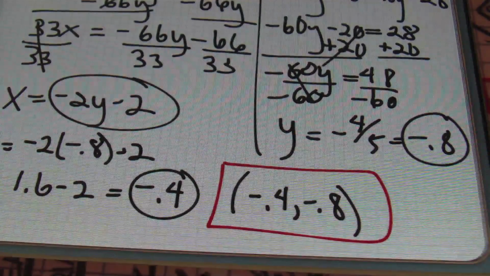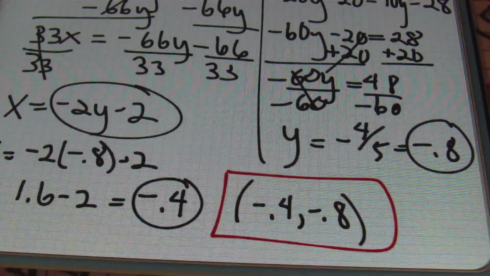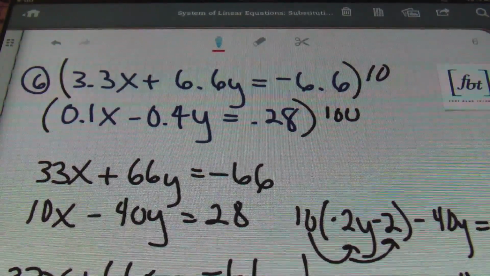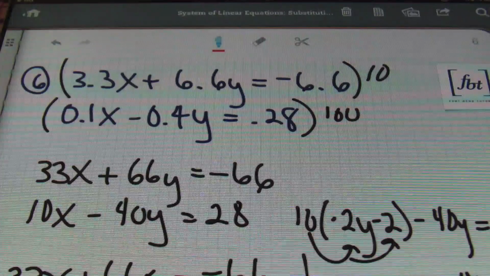All right, so that's how to tackle a system of linear equations when you have decimals in it, ladies and gentlemen. That's right. Multiply by the smallest place value. That'll clear out those decimals, and there you have it.